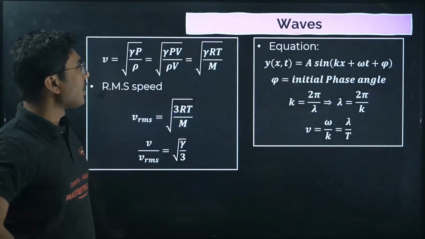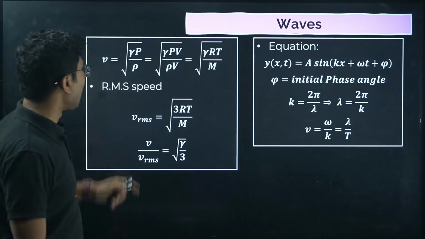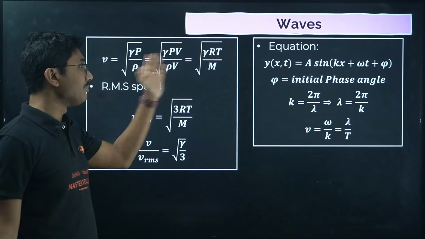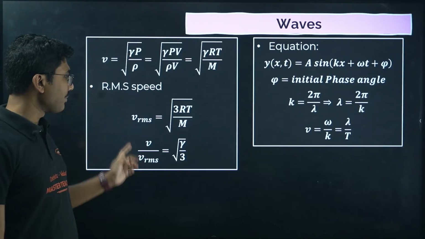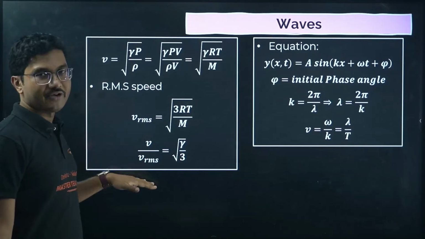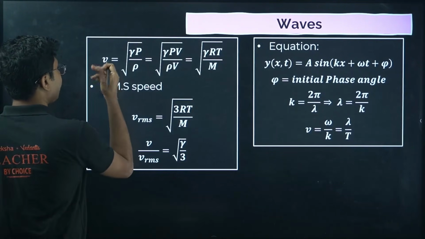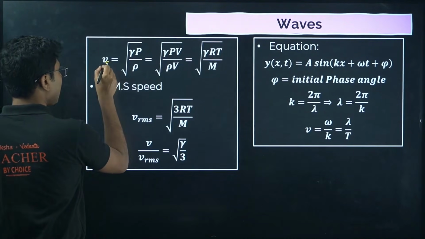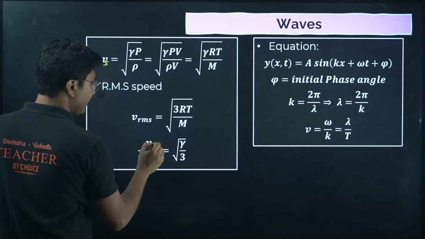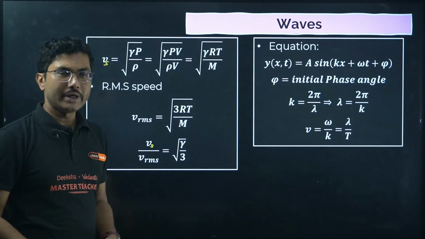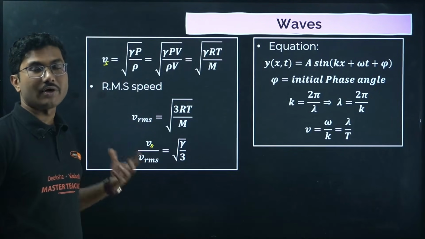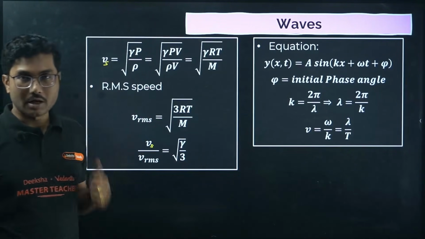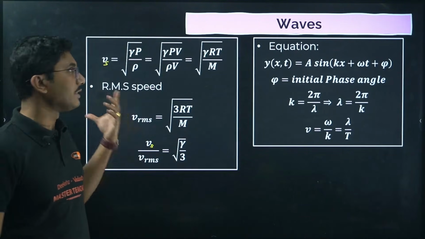Next, waves. As you can see in the wave chapter, we have how the velocity of a sound wave in a medium depends on the medium and how it is related to VRMS. So this is V sound, and V sound by VRMS is gamma by root 3. So speed of sound versus the velocity of the air particle. Based on this, we see some questions in competitive exams. So that formula is also included in this chapter.